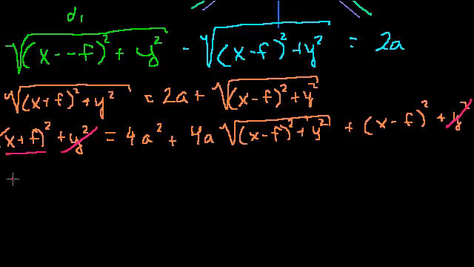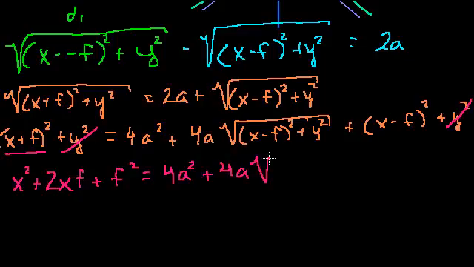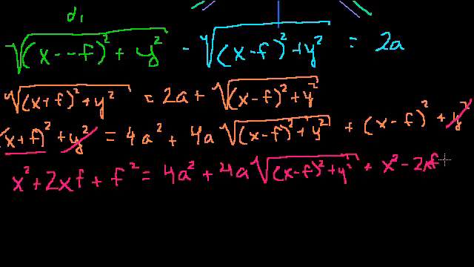So this right here is x squared plus 2xf plus f squared. And then that is equal to 4a squared plus 4a times the square root of x minus f squared plus y squared. And then multiply this out: plus x squared minus 2xf plus f squared. And then let's see, what can we cancel out? Well, we have an x squared on both sides, so we subtract x squared from both sides of the equation. We have an f squared on both sides of the equation, so let's cancel that out.